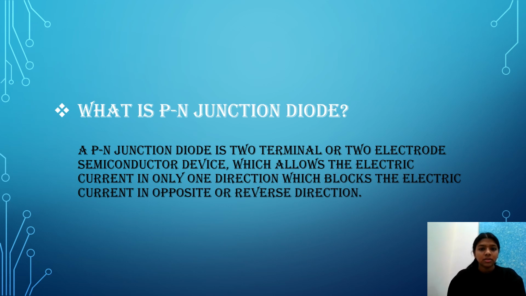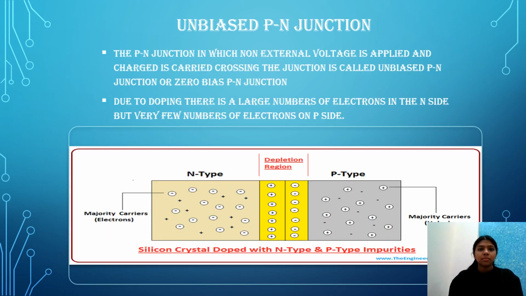The first one is unbiased PN junction. The PN junction in which no external voltage is applied and no charge is carried across the junction is called unbiased PN junction or zero bias PN junction. Due to doping, there is a large number of electrons on the n side but very few electrons on the p side, because on the p side the electrons are minority carriers.